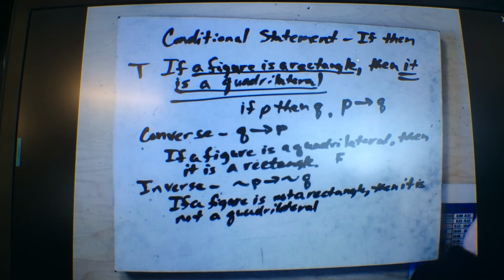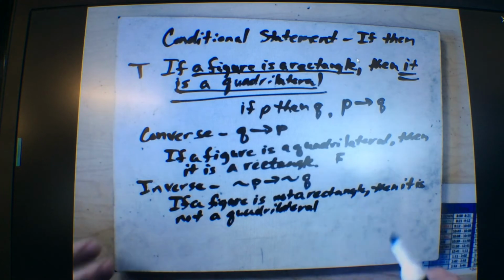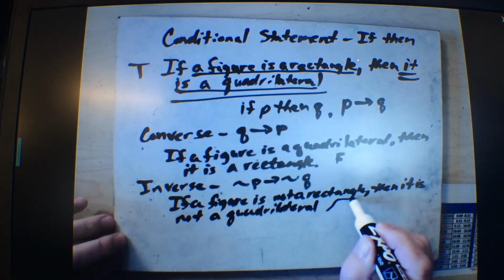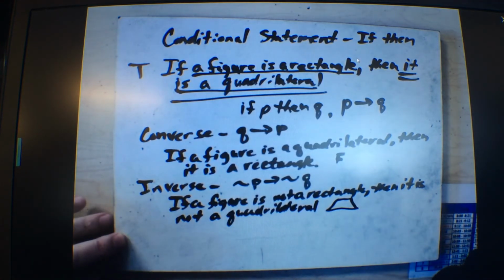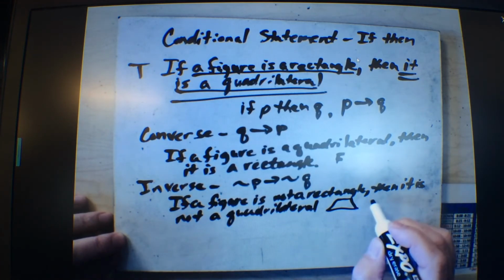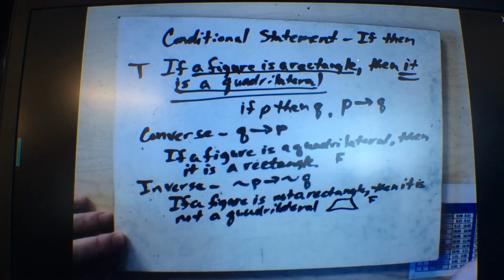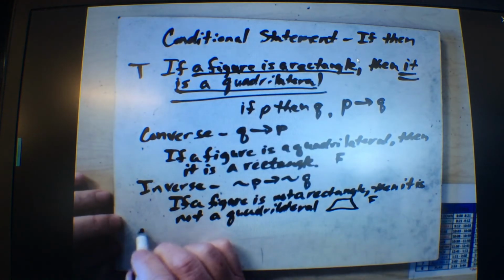Could it be a four-sided figure? False. Could it be this? Isn't that a four-sided figure? Yeah. Is that a quadrilateral? Yes. So that one's false, isn't it? So it matches the converse, doesn't it? The converse was false, right?